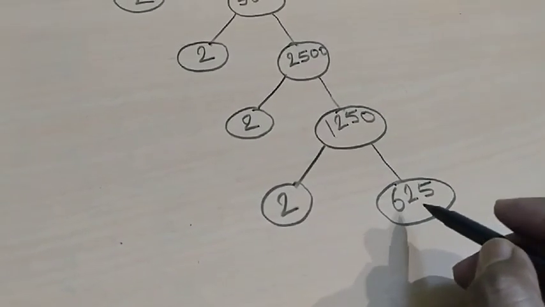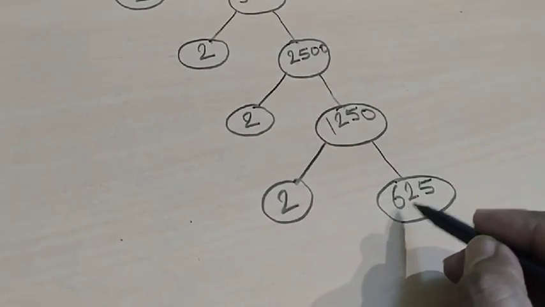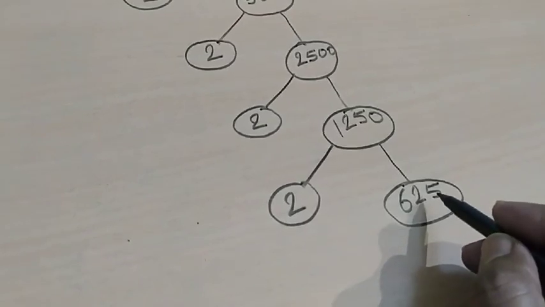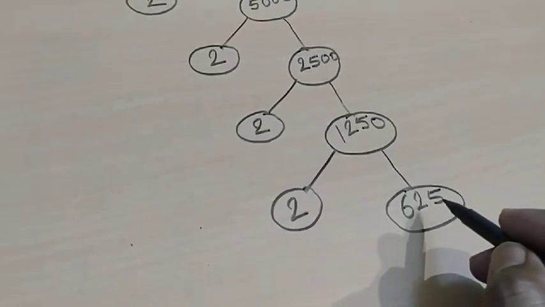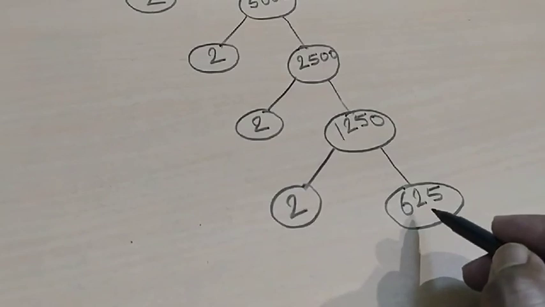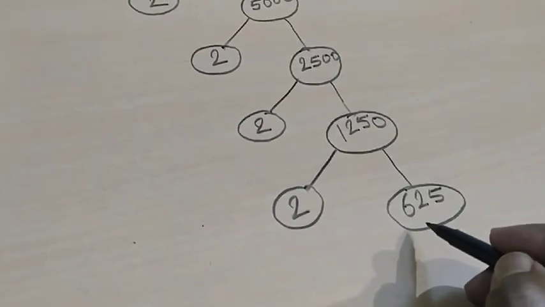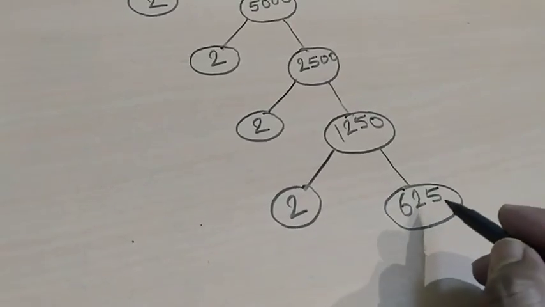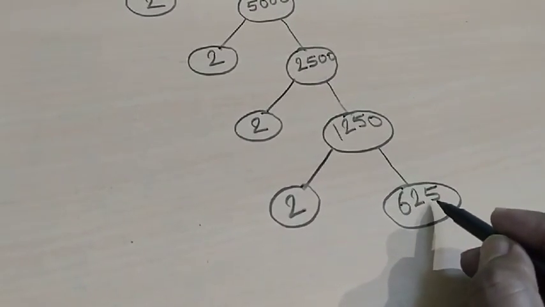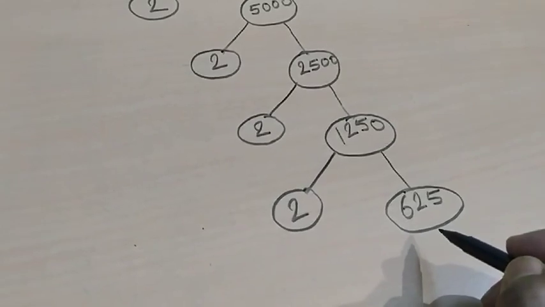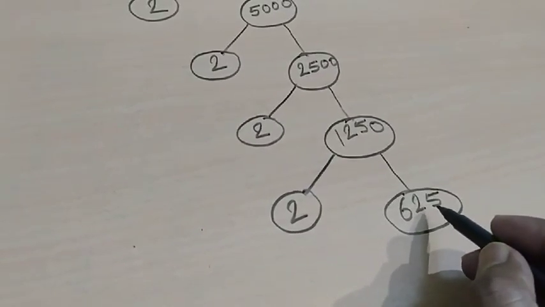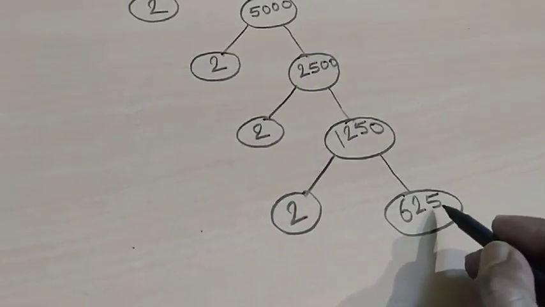Now we check divisibility by 3. The sum of the digits 6, 2 and 5 is 13. 13 is not divisible by 3, so this is not divisible by 3. The first prime number is 2, the second is 3, the third is 5. If any number's unit digit is 0 or 5, then that number is divisible by 5. Here the unit digit is 5, so this number is divisible by 5.